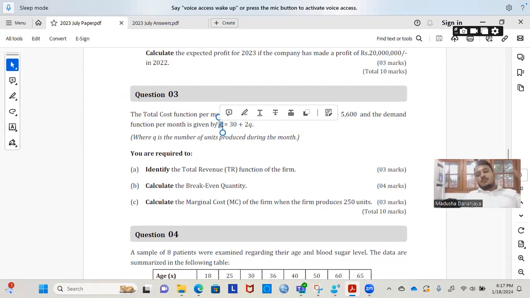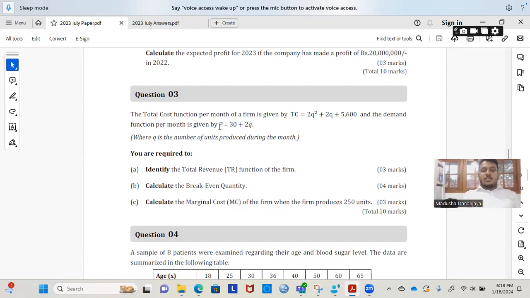So this reflects the relationship between P and Q. What happens to P when Q changes, right? That's why I told you demand function reflects what? The relationship between the price and the quantity, P and Q.